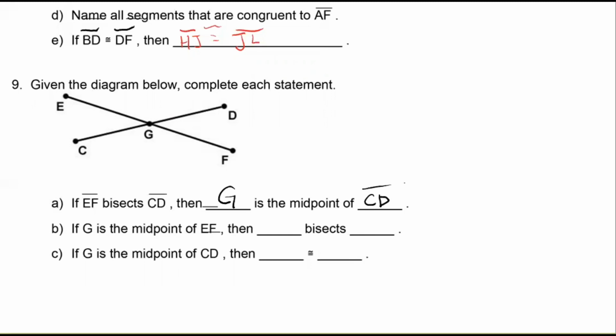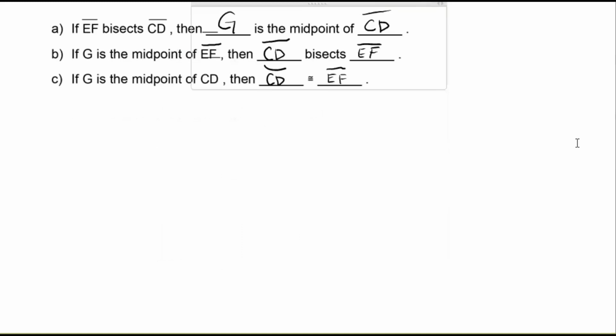That's for sure. If G is the midpoint of EF, then segment CD bisects segment EF, right? If G is the midpoint of CD, then CD is congruent to EF. So these are equal, right? That's how you do 9. We'll do some of these later on, but it's just kind of a quick overview.